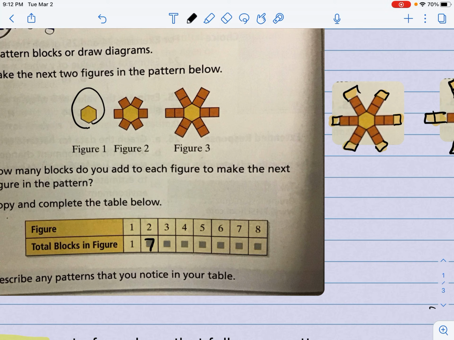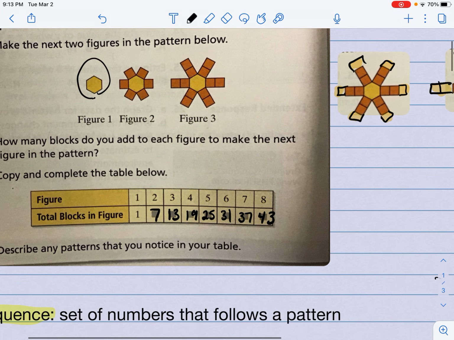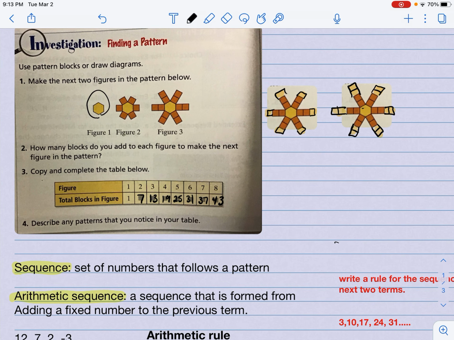The third one, we added 6 to 7, so that's going to be 13. The fourth one, we added 6 more, so 13 plus 6 is 19, and then so on. So 19 plus 6 is going to be 25. 25 plus 6 is 31. 31 plus 6 is 37, and then 37 plus 6 is 43. So now that we know the sequence, we know what to expect, we can just start adding 6 to get our next terms.